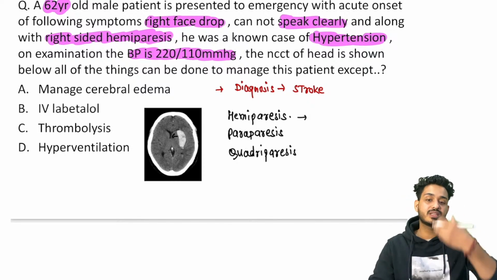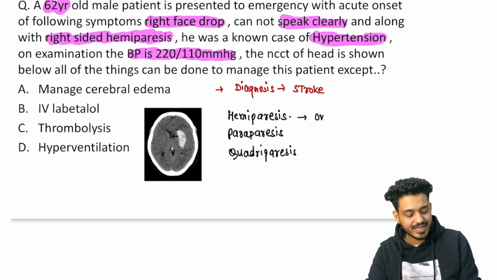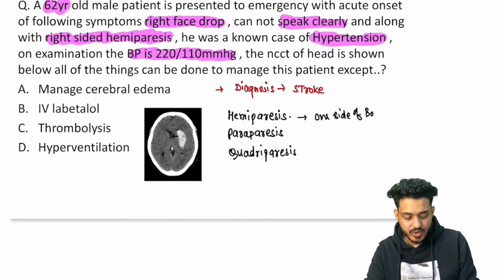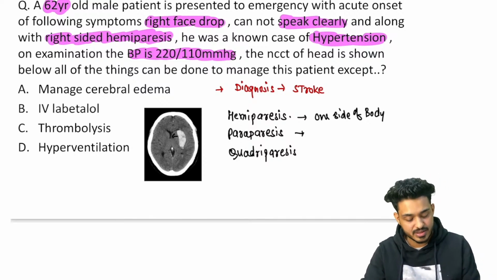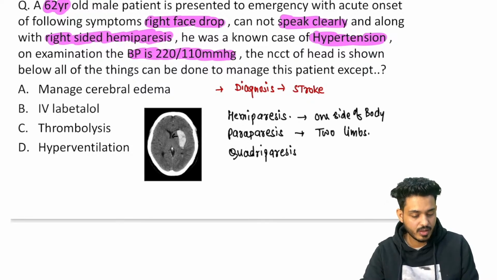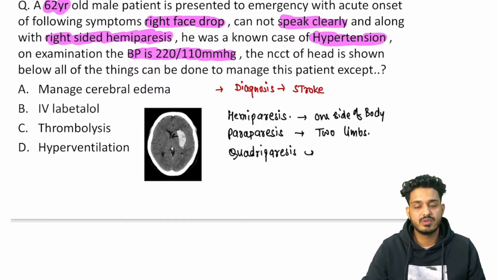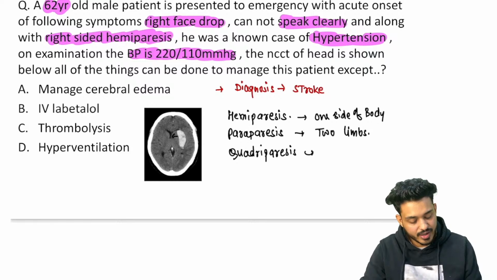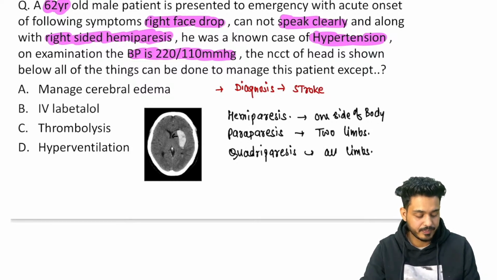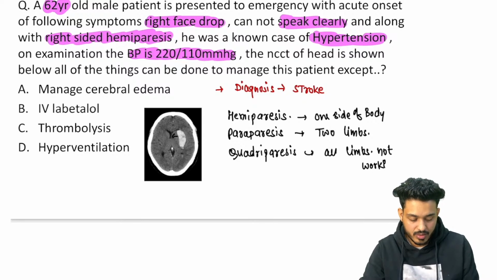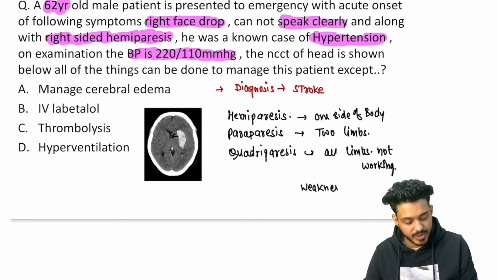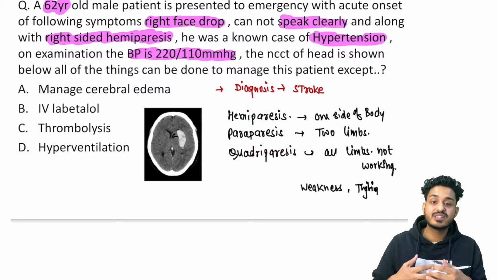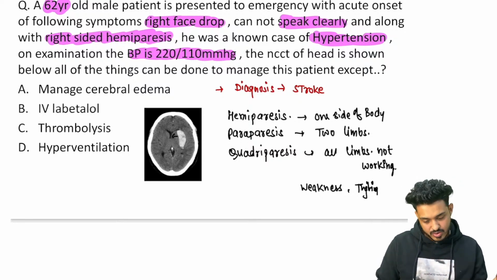Okay, so hemiparesis means half of the body, one side of the body is gone. That is going to be your hemiparesis. The paraparesis will be two limbs. Maybe both hands are not working. That means a pair of limbs are not working. Okay, quadriparesis, what does it mean? In quadriparesis all the limbs are not working. Not working does not mean completely not working. There can be weakness, there can be tingling sensation, there can be paresthesias. All these things are the symptoms of stroke, right?